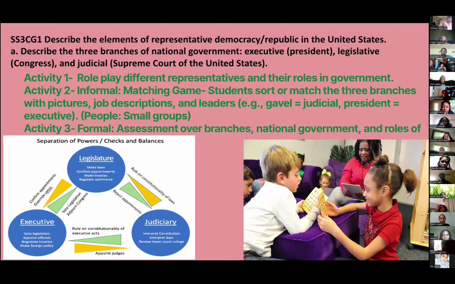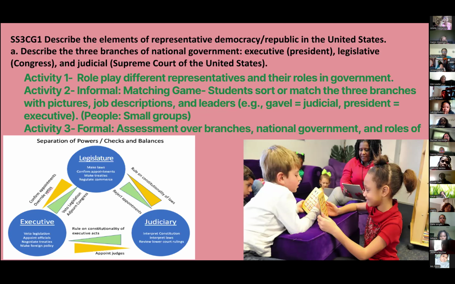One of the things that I do, and I've included this in my lesson plan, is that my activities are a reflection of my prior day. Day one was the presentation, teaching them about it, the videos, all of the informational part. So this is day two. That's why it seems as though it has so many things. Activity one is them role playing different representatives in their roles in government. To me, that is going to be the visual part of my whole purpose of doing this.